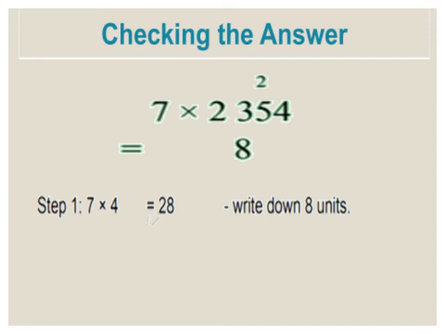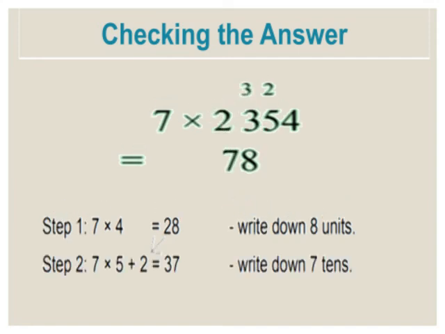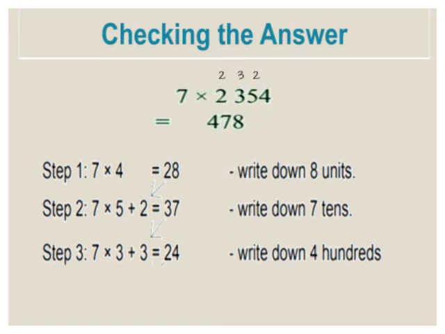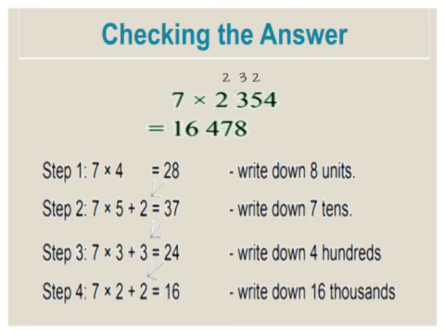Step 1, 7 times 4 equals 28. Write down 8 units and carry over 2. Step 2, 7 times 5 plus 2 equals 37. Write down 7 tens and carry over 3. Step 3, 7 times 3 plus 3 equals 24. Write down 4 hundreds and carry over 2. Step 4, 7 times 2 plus 2 equals 16.